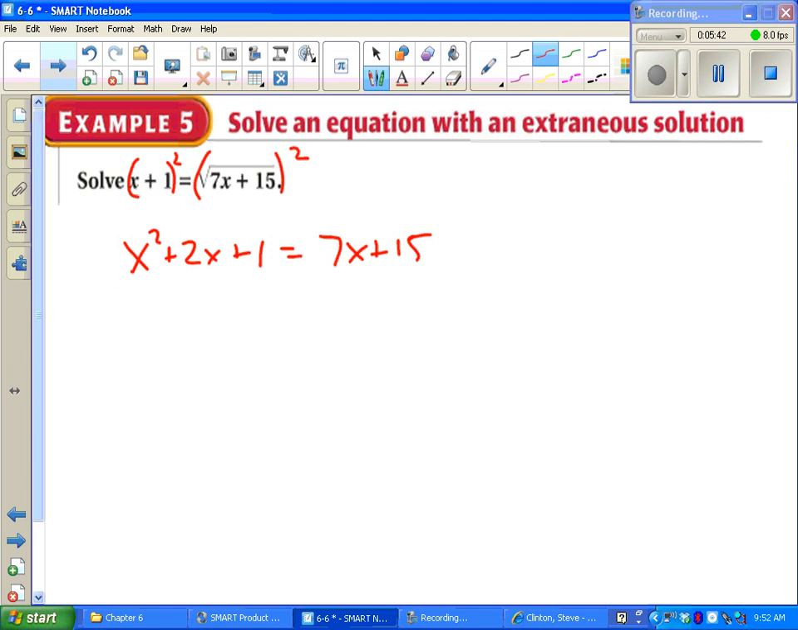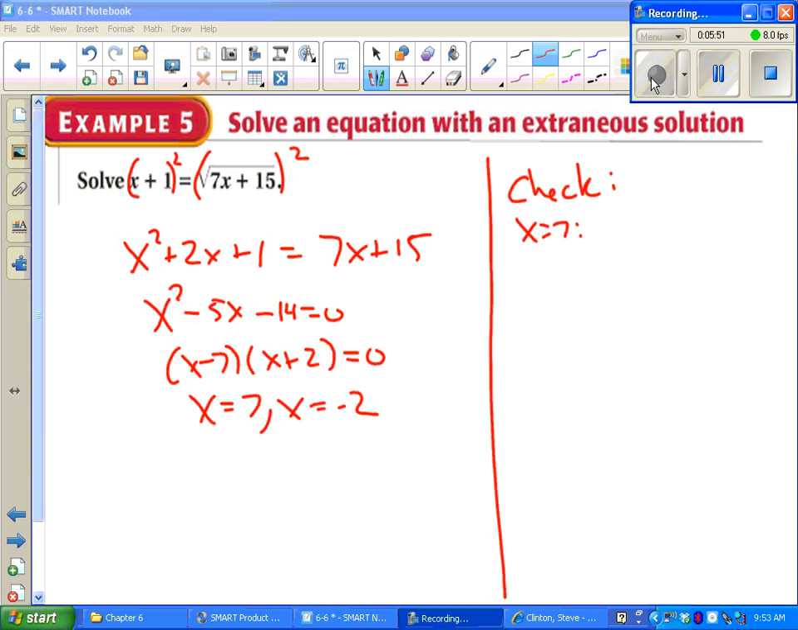Hint, you want one side to equal 0, at which point you can try Clinton magic. If Clinton magic doesn't work, you have to fall back on the quadratic formula. Okay, so we get our two answers, 7 and -2.